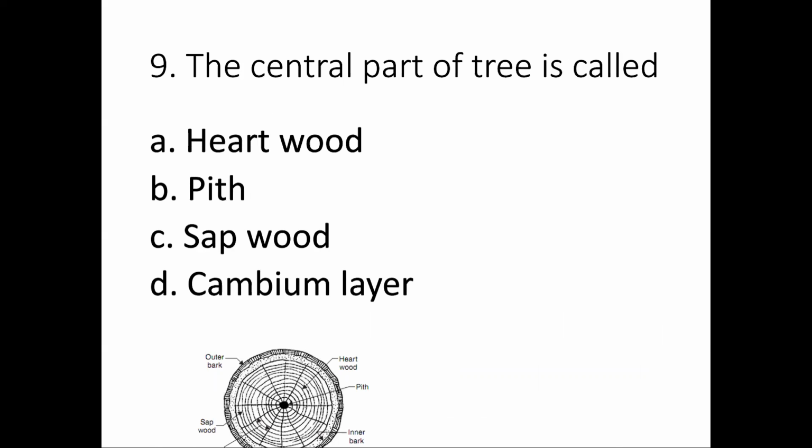Next question. The central part of a tree is called? Options are hardwood, pith, sapwood, cambium layer. You can see the section given in the figure. And the answer is B, pith. In order from the center, the different layers of a section of tree are: first one is pith. Surrounding the pith, there is hardwood. Then surrounding hardwood, there is sapwood. Surrounding sapwood is the cambium layer, and surrounding the cambium layer, we have bark.